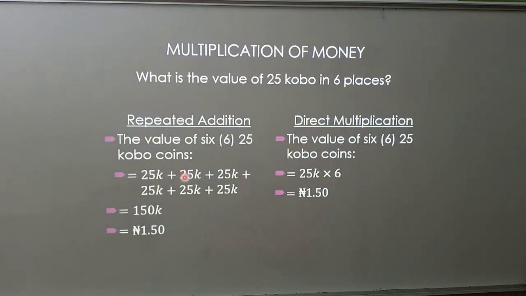25 kobo plus 25 kobo is 50 kobo, plus 25 kobo is 75 kobo, plus 25 kobo is 100 kobo, plus 25 kobo is 125 kobo, plus 25 kobo is going to give you 150 kobo. Okay, so 150 kobo when converted to naira would give us 1 naira 50 kobo.